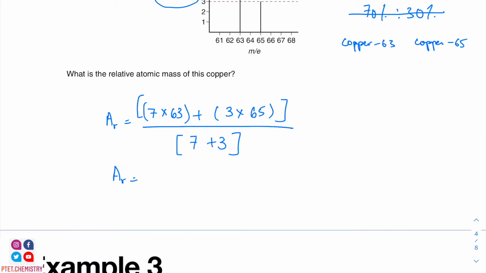That's what my point is by showing you this example. That is to do with whatever information you are given. All right. So here I get 63.6. I do not need to convert to any significant figures, so I leave it there.